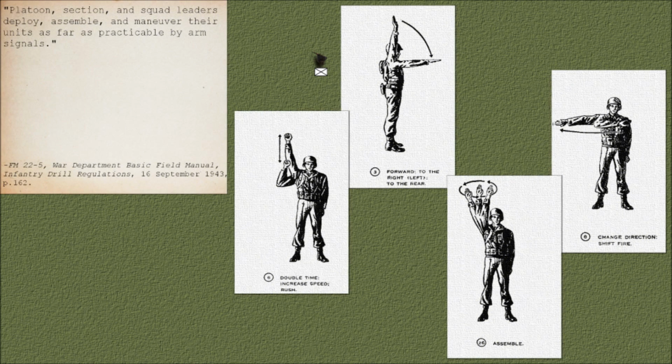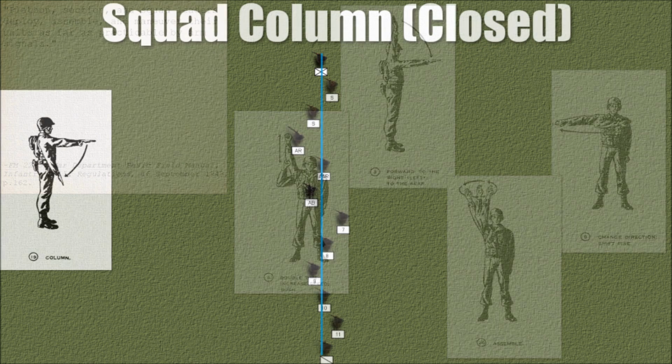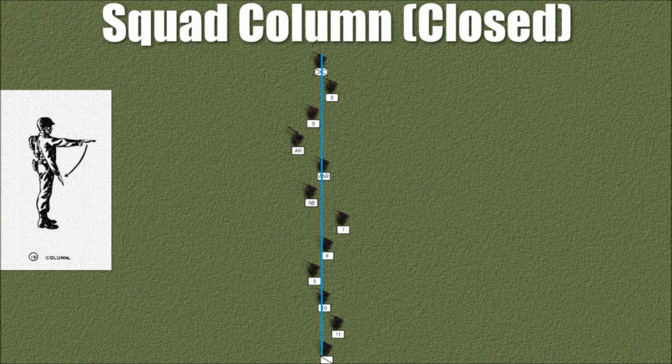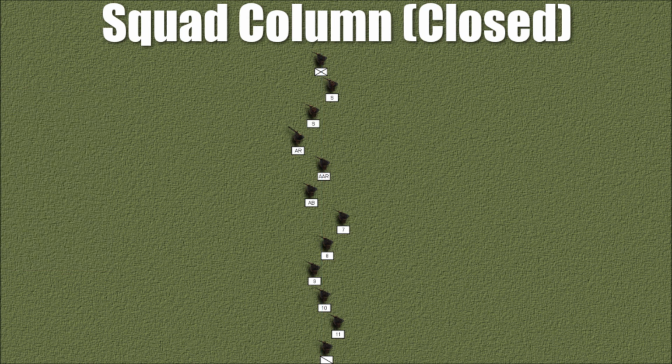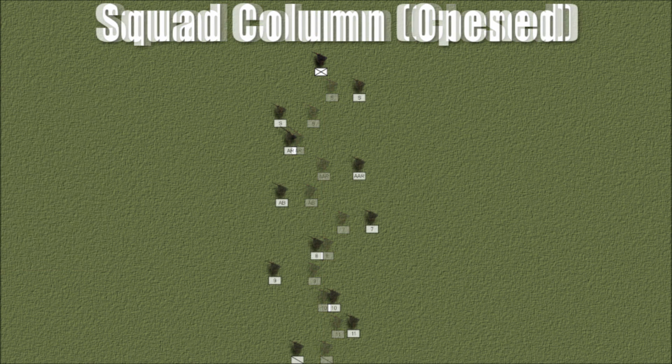He selected the appropriate route of advance and ensured that the squad maintained proper speed and direction, and altered its formation to meet the terrain and circumstances. Platoon, section, and squad leaders deploy, assemble, and maneuver their units as far as practicable by arm signals. The first formation we'll look at is the column, which had two main variations, closed and opened. Closed squad column was a simple file, while the open squad column was more dispersed.